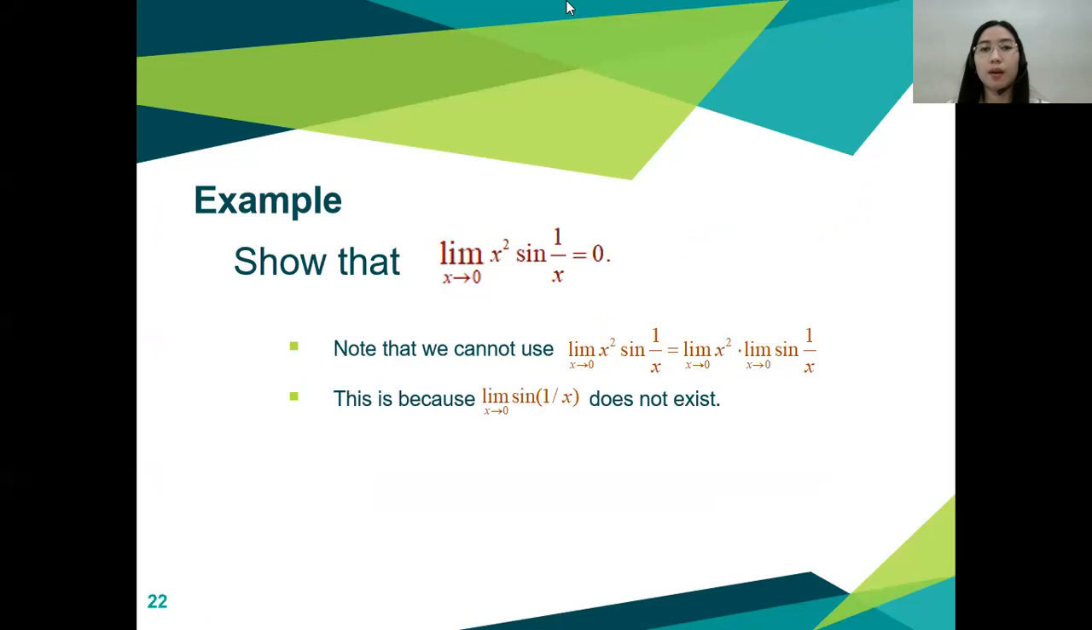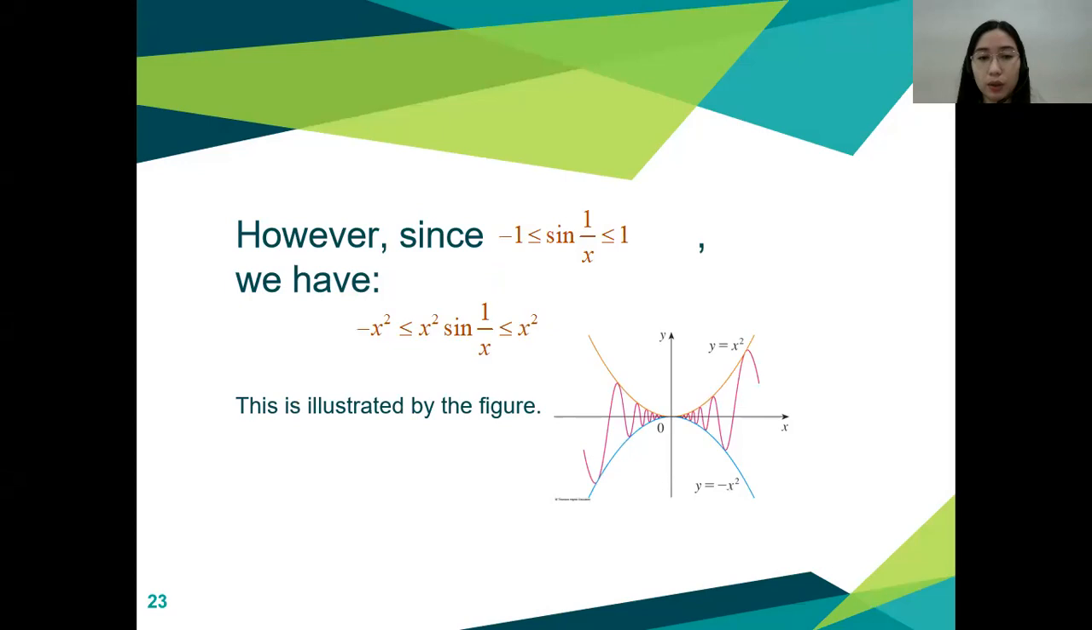Okay, so let's proceed. We cannot use the product rule if we separate it into the limit of x squared times the limit of sine 1 over x, since the limit of sine 1 over x does not exist. So we are going to use the squeeze theorem. It is just trial and error. Let's try negative 1 less than or equal to sine 1 over x less than or equal to 1, and then we substitute the value of x.